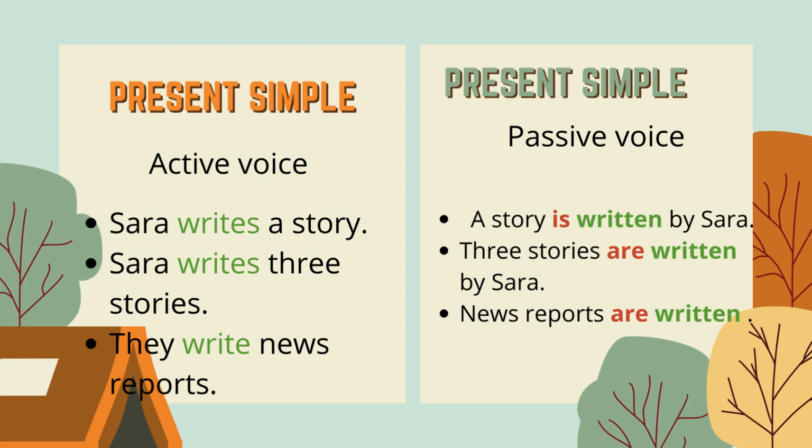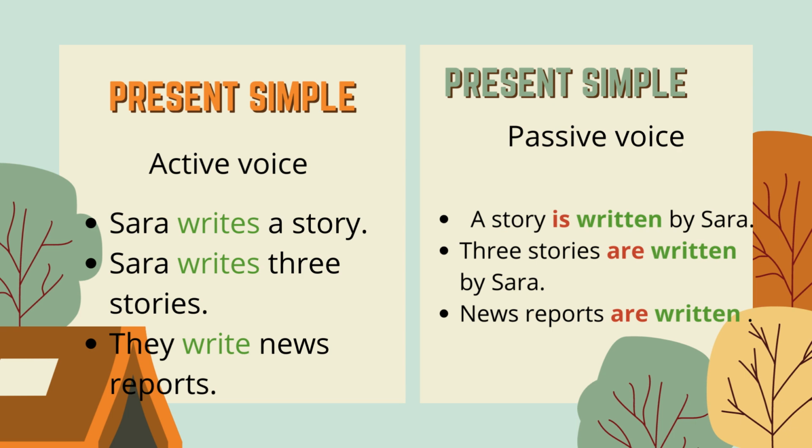As I told you, we are going to go through some more examples of active and passive sentences. The first group is the present simple tense, and as you can see here, we have two groups: the active voice and the passive voice. The first example, Sarah writes a story. A story is written by Sarah. This is the same example that I have already discussed with you.